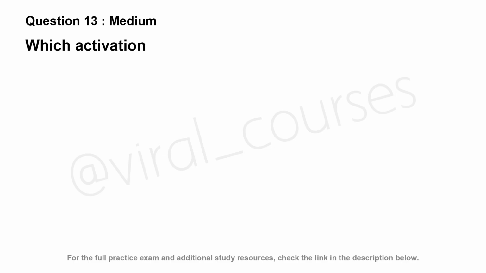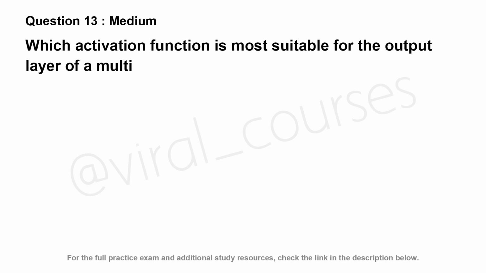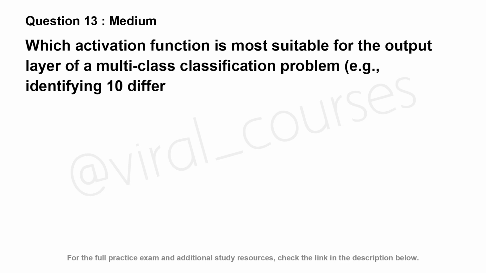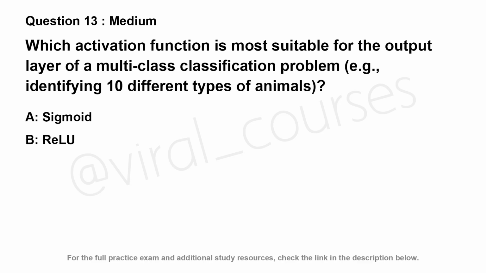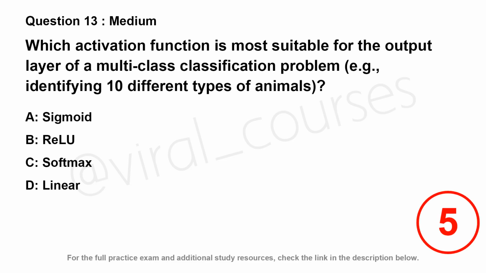Which activation function is most suitable for the output layer of a multi-class classification problem, e.g., identifying 10 different types of animals? Option A, sigmoid. Option B, ReLU. Option C, softmax. Option D, linear.